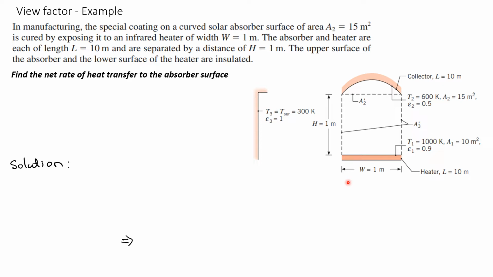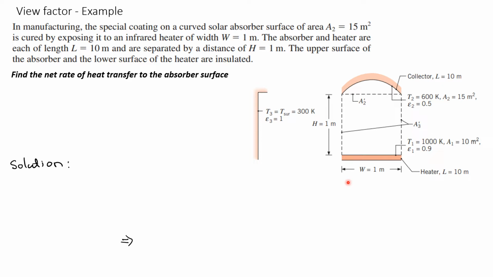We'll also look at developing a network of resistances, your radiation surface resistance and your view factor resistances, and we'll find the net rate of heat transfer from a surface to another surface. So let's dive into the example.